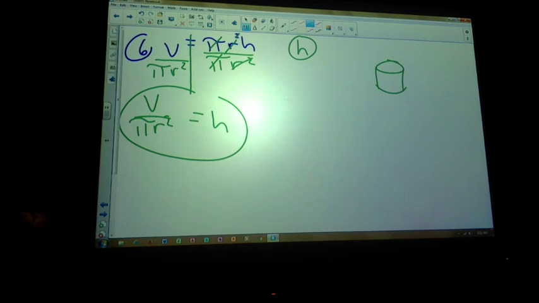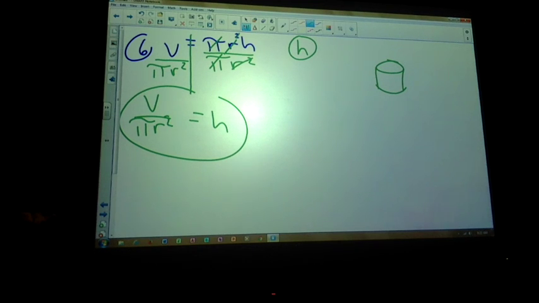Hang on. Go ahead. H minus. The minus doesn't take place because the pi r squared are being held together by multiplication. You have to do the reciprocal of multiplication. Is that all right?